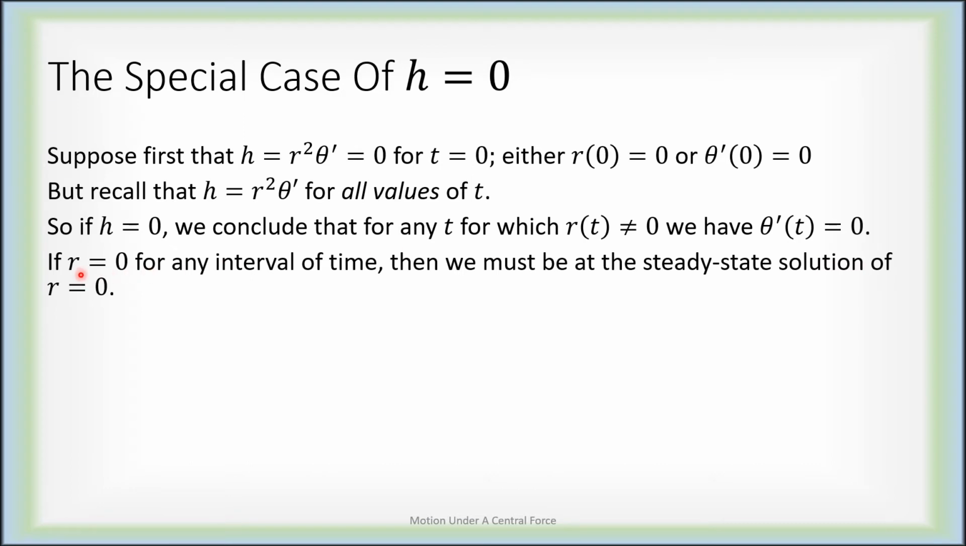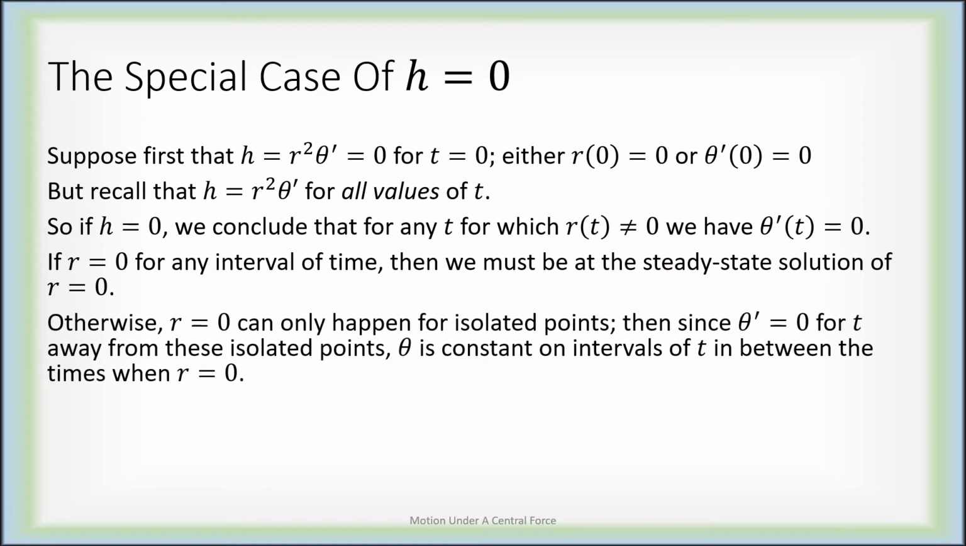So if r is 0 for an interval of time, r represented distance to the origin, so there is an interval of time at which the object is sitting perfectly still at the origin. But the only force points directly towards or away from the origin. We also had to specify that the force at the origin is 0. So if r is 0 for an interval of time, the object is sitting at the origin and experiencing no forces. That is the steady state solution. It will stay there forever. Otherwise, r might equal 0, but only at isolated points in time. Therefore, theta prime must be 0 for all other t's.